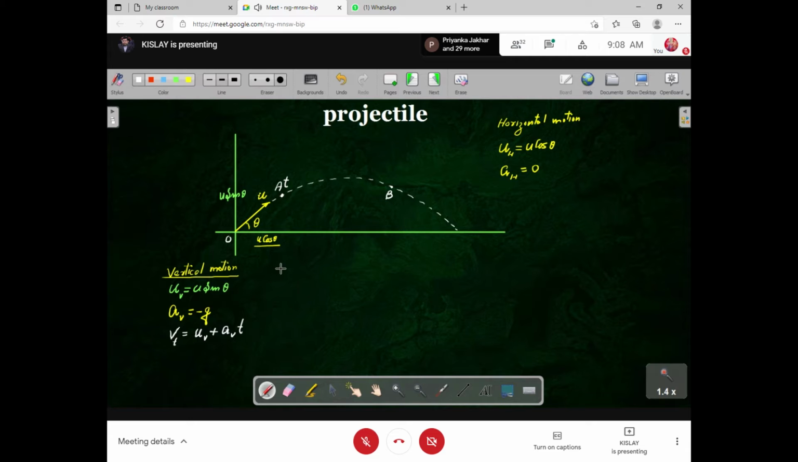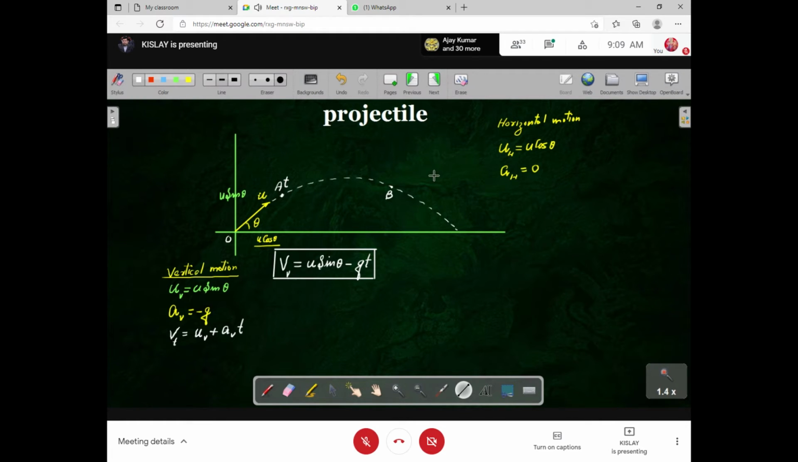So velocity at time T means vertical velocity at time T. I'm just writing VV, that is the vertical velocity. That is U plus AT, and U is U sine theta, and A is minus g. This is the expression for the vertical velocity at time T. Only the vertical velocity. I hope it is clear to all.